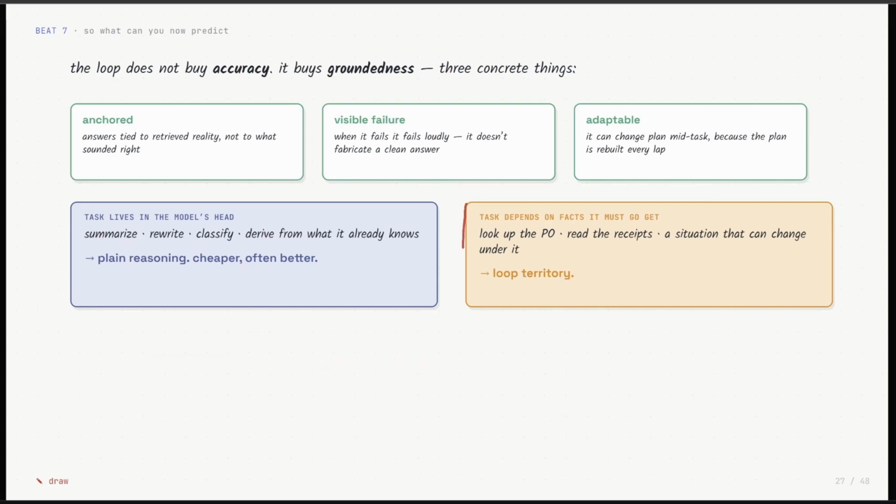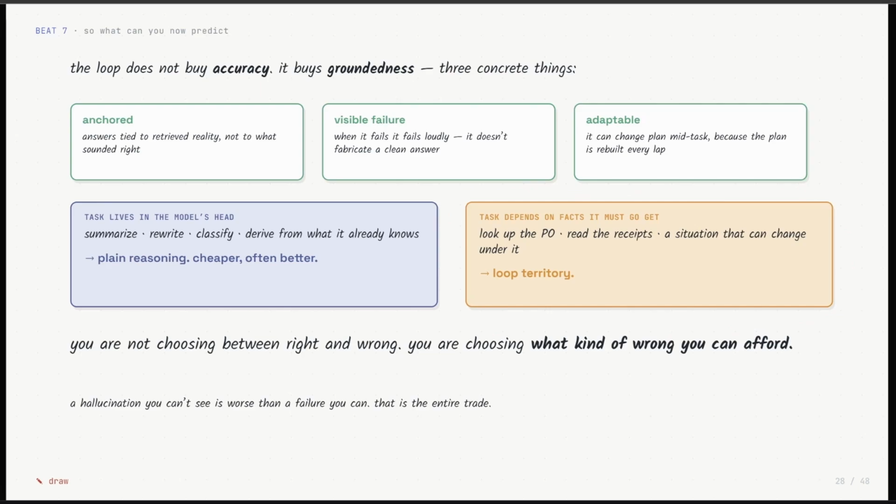On the other side, if you need to check real life data, for example you need to look up the PO, read receipts, whatever thing out there that needs groundedness with real life, then the ReAct loop is the way to go. So you're not choosing between right and wrong, you are choosing what kind of wrong you can afford, which might not be glamorous, but it is really nice to have a loud failure rather than a silent one in a production context.